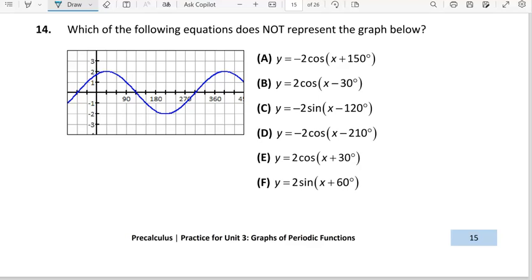Number 14 gives us 6 answer choices, and we're looking for the one that doesn't represent the graph. So this will be a little bit more difficult. All right, so if we were looking at choice A here, that would be an inverted cosine function with an amplitude of 2 and a phase shift of negative 150.